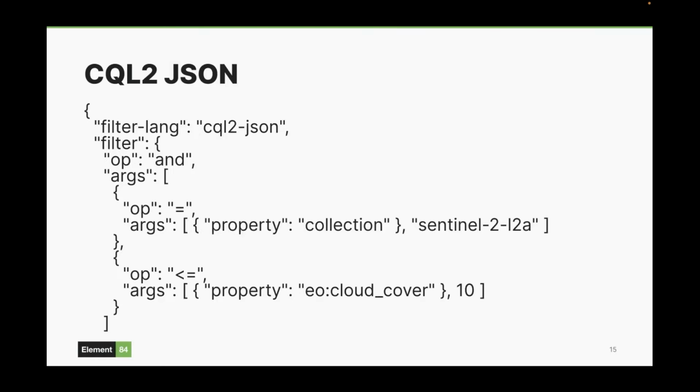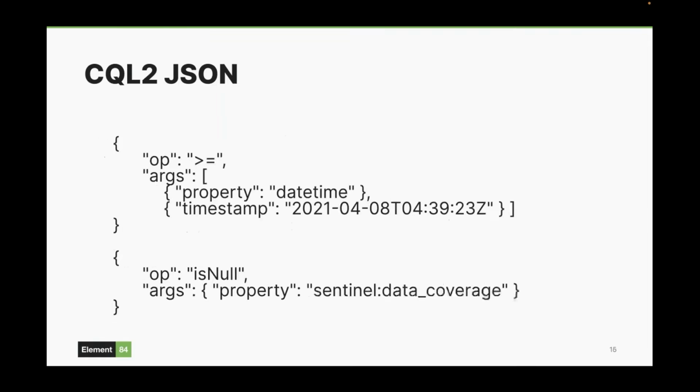Likewise, these are kind of hard to fit on a single screen because the JSON is so verbose. But here's an example of the first query we had above, where we're just saying it has to be the Sentinel-2 L2A collection, and the cloud cover has to be less than 10. And likewise, here's a couple of the other predicates that we could say.